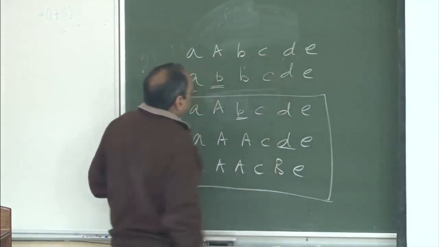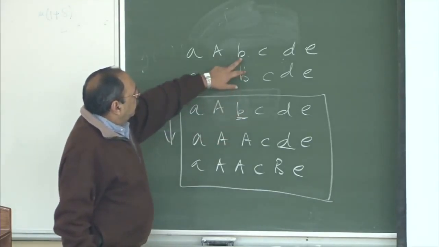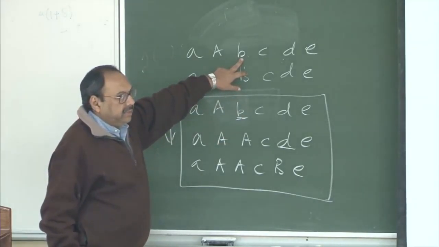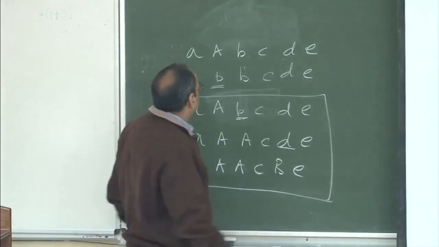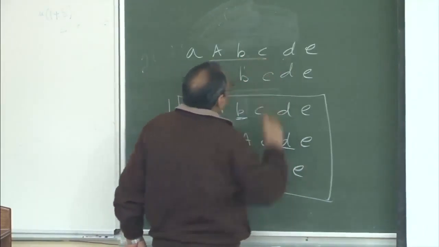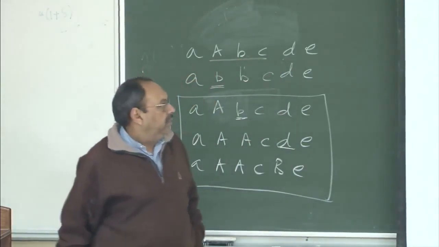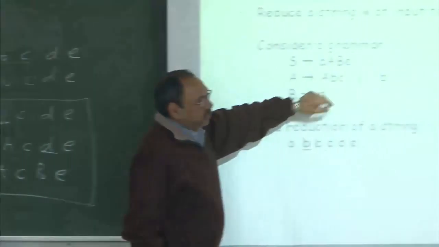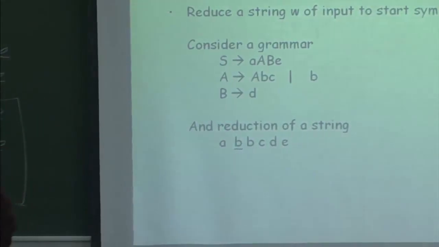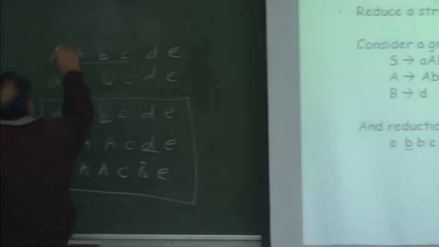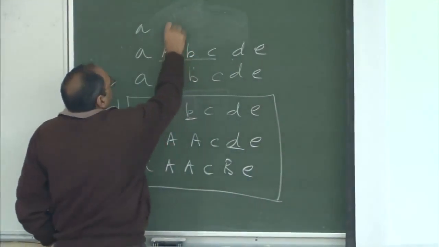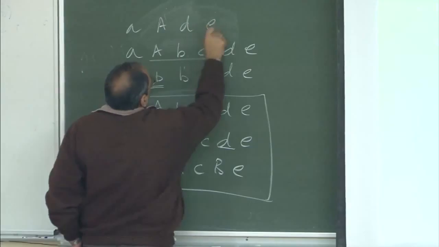Now when I made this choice, I was saying match this B as the right hand side. Instead of that, I make a different choice. I say match this ABC, which is the right hand side of a production, and then replace it by its left hand side. If I do that, I'm going to get a string like this.